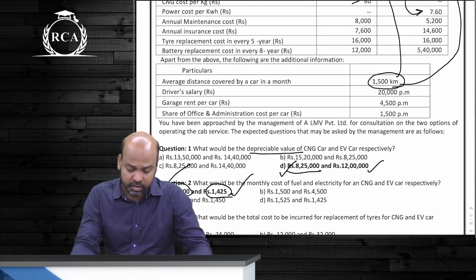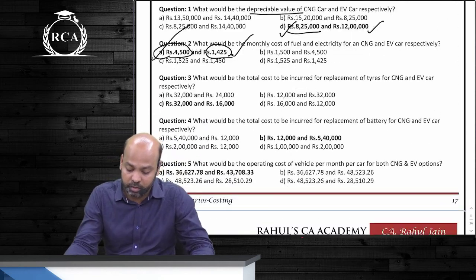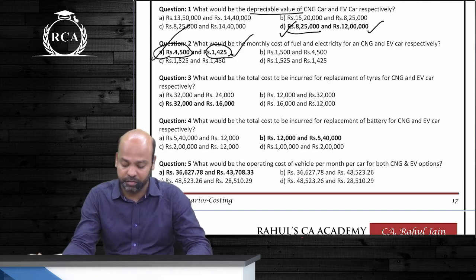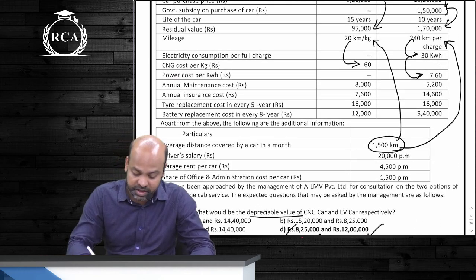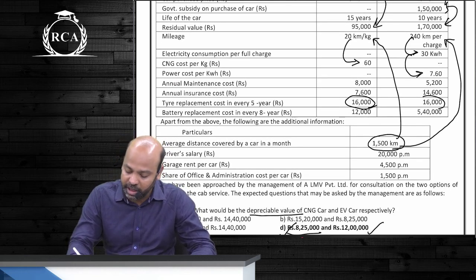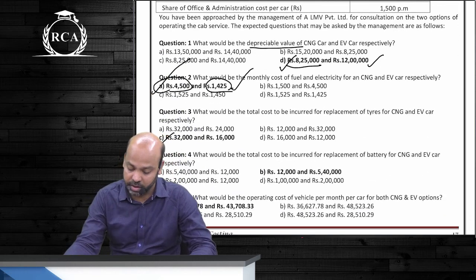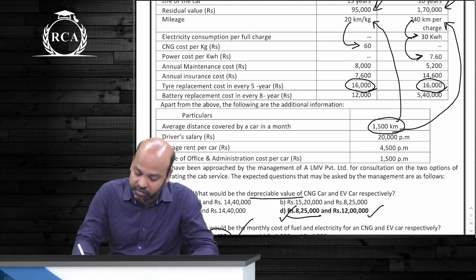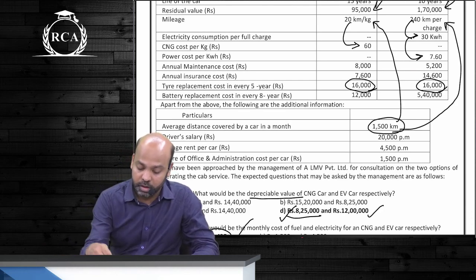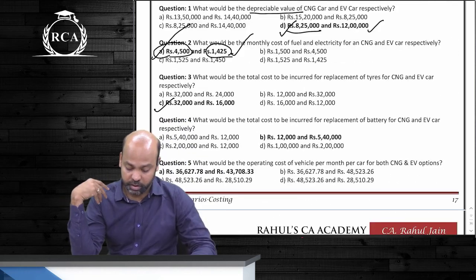Next, beta, driver salary, garage rent, share of office admin and cost. Let's look at the requirement. What is the total cost to be incurred for replacement of tires? 2 times tires to be changed, beta. 2 times of 16,000. 1 time you have to change 16,000. So that is 32,000 and 16,000. Battery you will change once and once for both of them. Yes or no, guys? So how much will that become? 12,000 and 5,40,000. That is the answer.